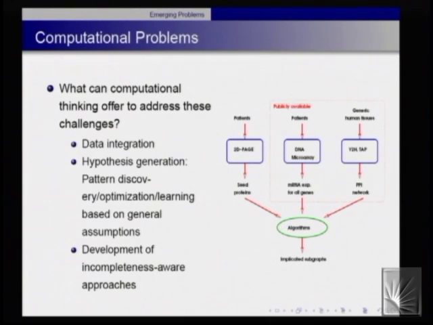So we can use this type of approach in conjunction with pattern discovery, optimization based on some simple assumptions, or machine learning techniques to actually generate hypotheses for biologists. And I think one important thing that we have to care about is that we have to develop incompleteness-aware approaches. We shouldn't assume that the data is available in its entirety. And I will give an example from my own research of how being incompleteness-aware can be useful.